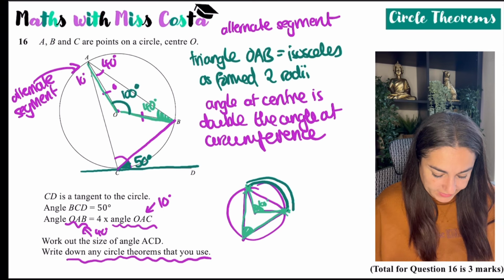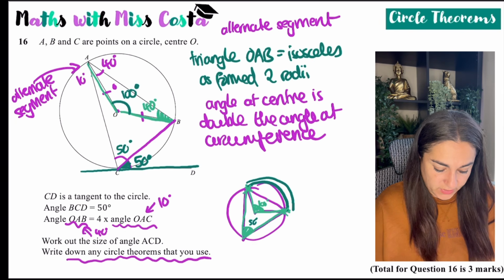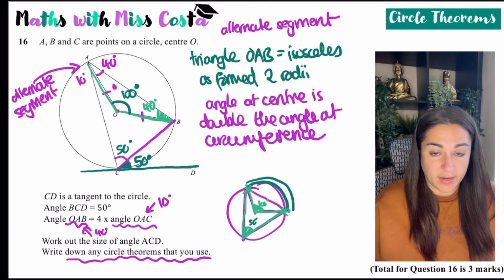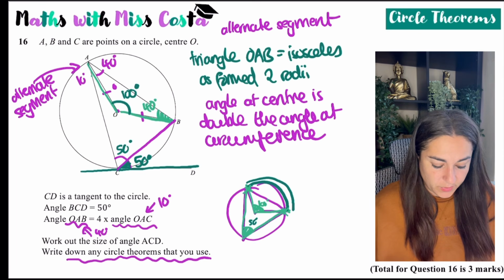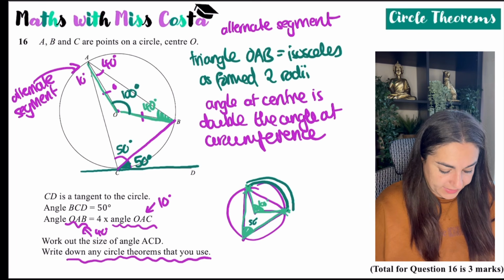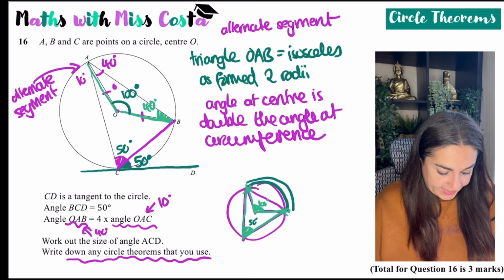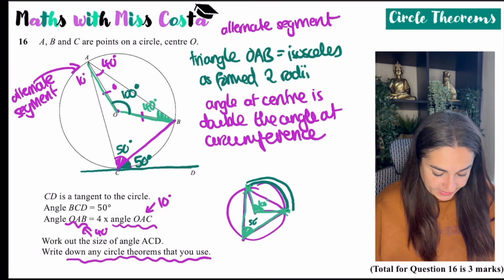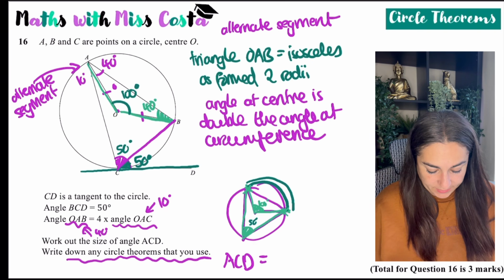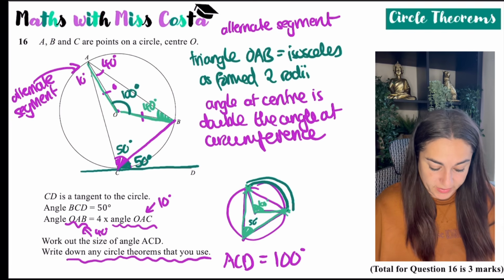So if this is 100 degrees, we know that this angle here is 50 degrees due to the angle at the center circle theorem. So the final step is angle ACD must be these two parts here. So ACD is 50 plus 50, which is 100 degrees.